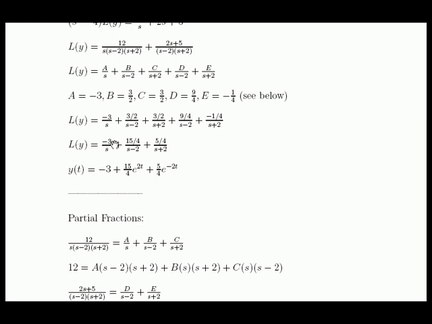And now this is easy to take the inverse transform. This is just 1 over s minus 0, so the inverse transform is e to the 0t times minus 3, that is, minus 3 times 1. 1 over s minus 2, the inverse transform is e to the 2t, and we got the 15/4 out front. And this is 5/4 times e to the minus 2t. So there's your solution.